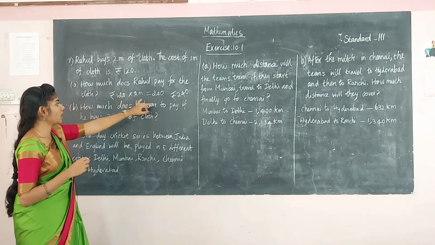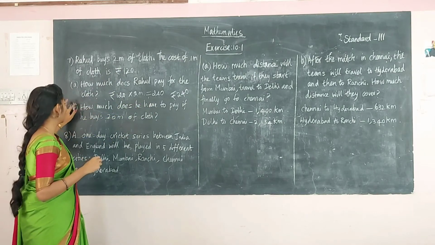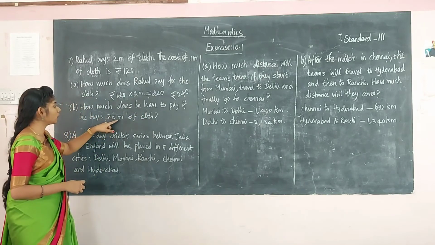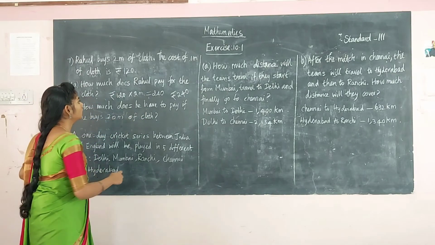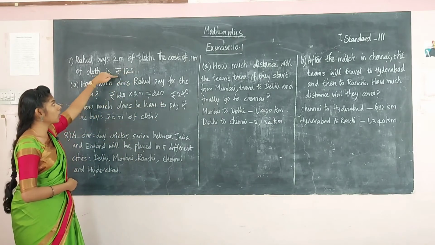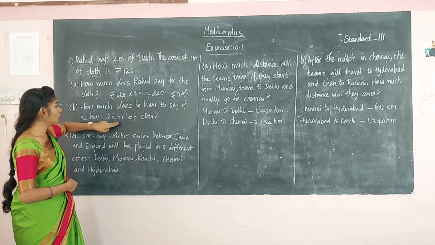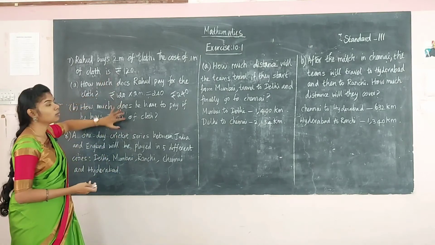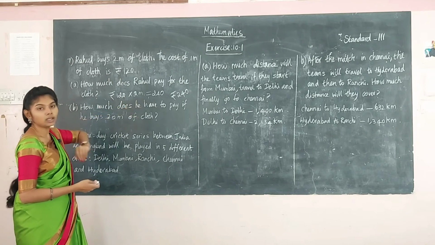For the first question we have found the answer as 240. For the second question, how much does he have to pay if he buys 20 meter of cloth? So here for 2 meter cloth he is paying 240. For 1 meter cloth rupees 120 is given. For 20 meter cloth how much does he need to pay? So to find that we have to multiply these two numbers as we have done here.